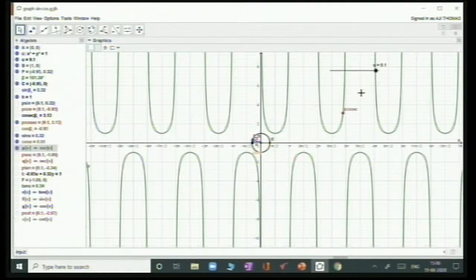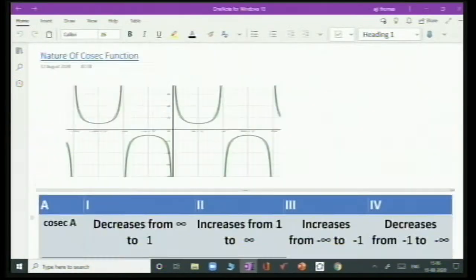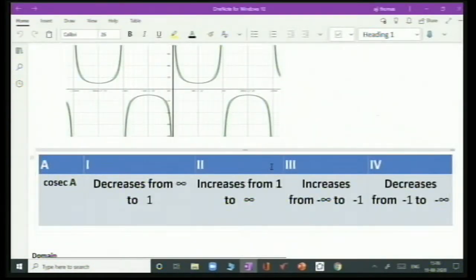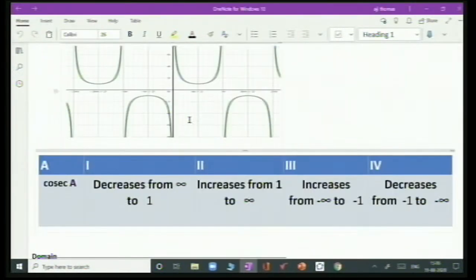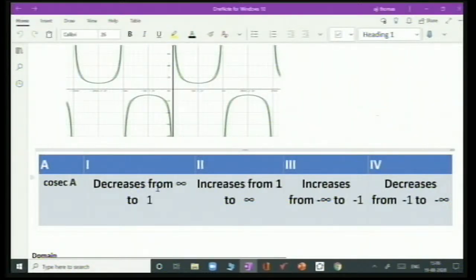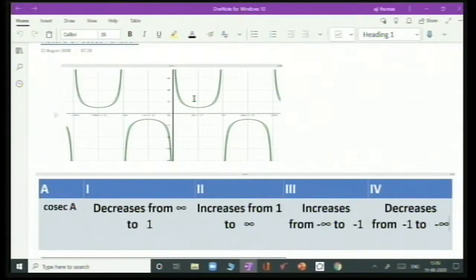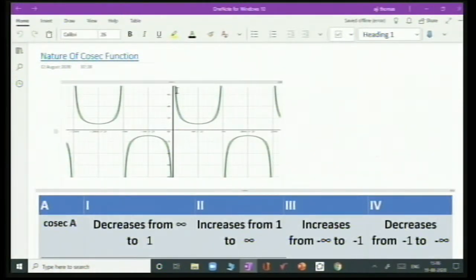So this is how the graph of cosec looks like. Now just by looking at the graph, you can see the nature of cosec x. So cosec x decreases from infinity to 1. Infinity means that as you get close to 0, this line increases indefinitely, arbitrarily. That's why I'm using the symbol infinity. So the cosec decreases from infinity to 1 in the first quadrant.